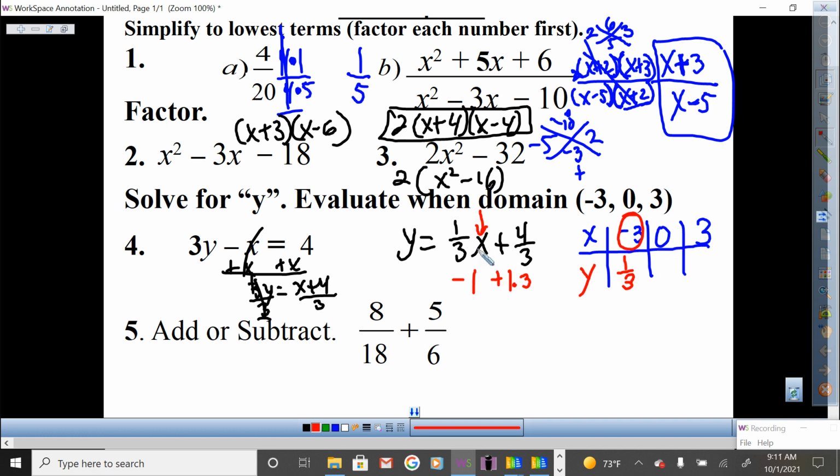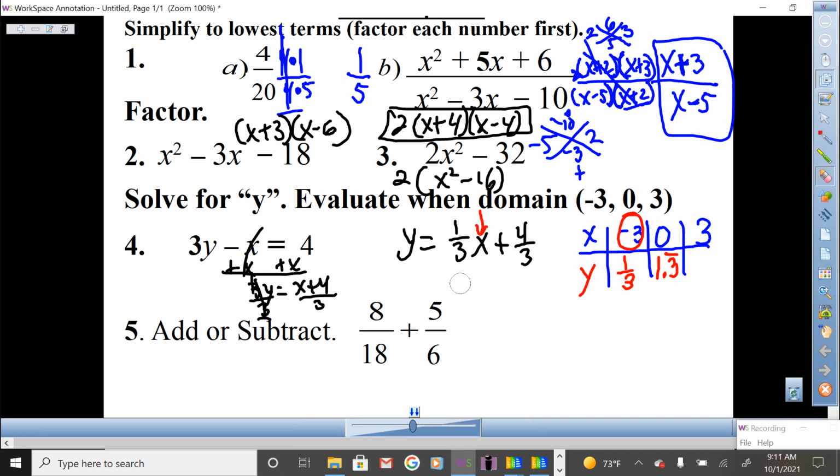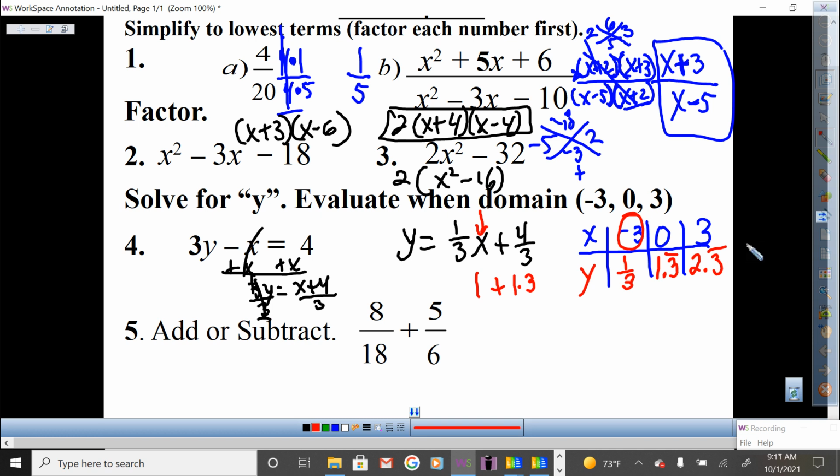Next, 0. Yada yada, so what do we get, Areli? 1 and 1/3, so 1.3 bar, okay. Pass someone, Areli? Chantal, what'd you get for 3? 3 times 1/3 is? 1 plus 1.3, that is 2.3 repeat. Okay?